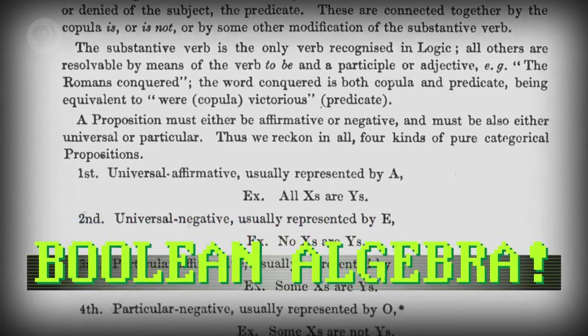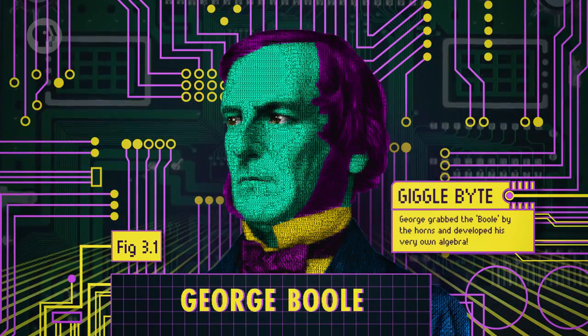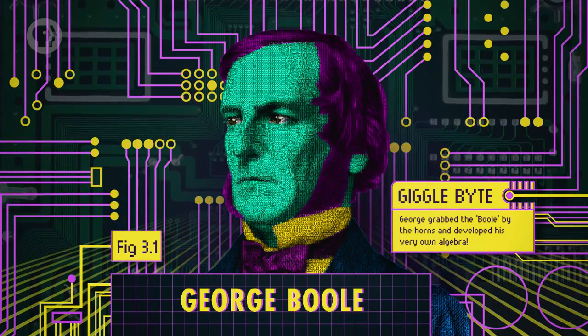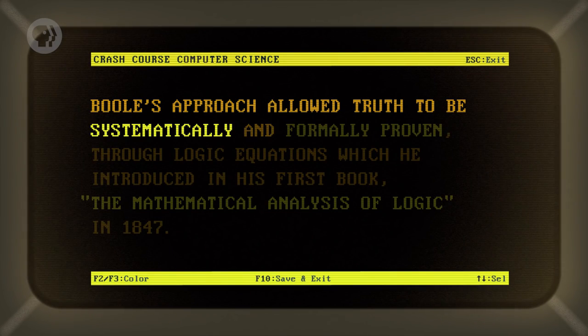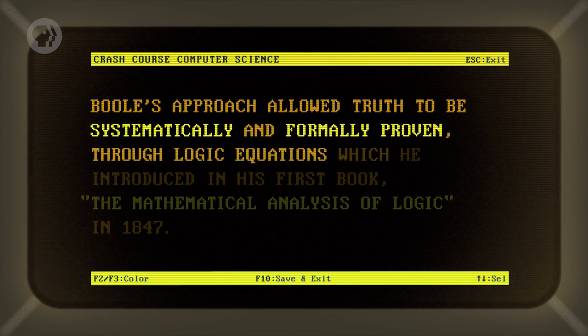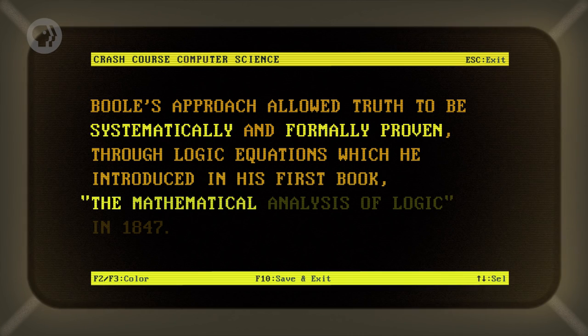It's called Boolean algebra. George Boole, from which Boolean algebra later got its name, was a self-taught English mathematician in the 1800s. He was interested in representing logical statements that went under, over and beyond Aristotle's approach to logic, which was, unsurprisingly, grounded in philosophy. Boole's approach allowed truth to be systematically and formally proven through logic equations, which he introduced in his first book, The Mathematical Analysis of Logic, in 1847.